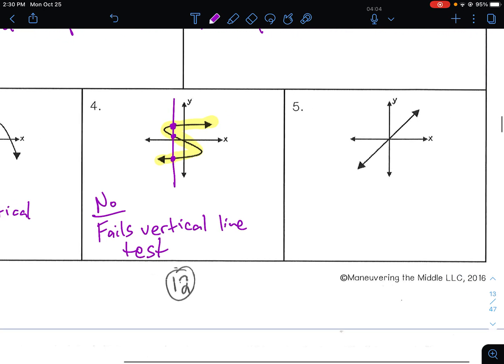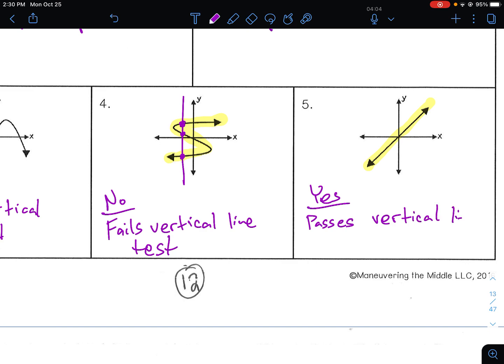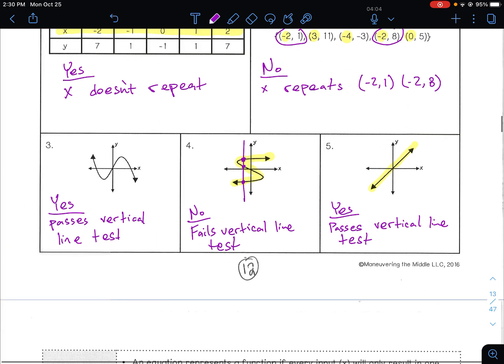All right, number 5. Let's take a look at our graphed line. Will it pass a vertical line test? Can I draw a vertical line that touches this yellow line at more than 1 point? I cannot. Therefore, it passes the vertical line test. Yes. Why? Because it passes our vertical line test. Hooray.